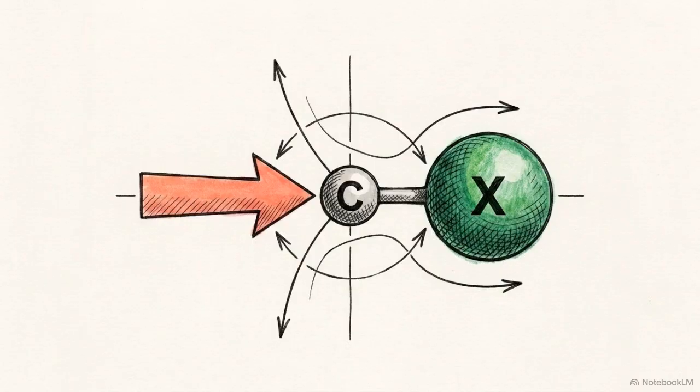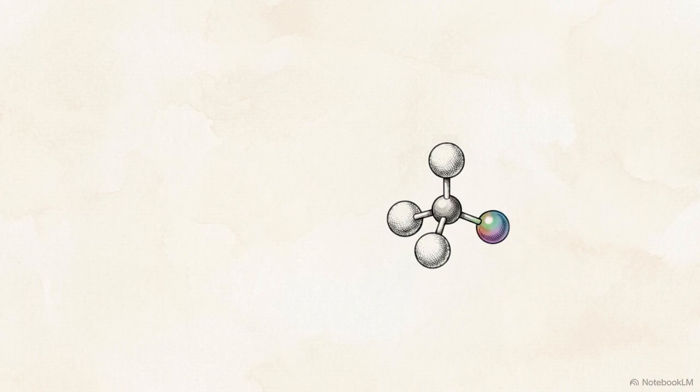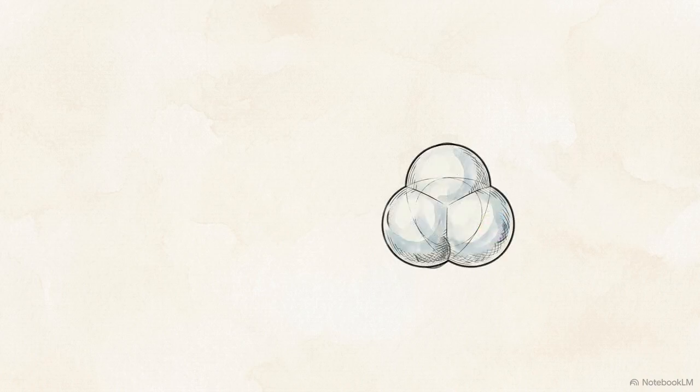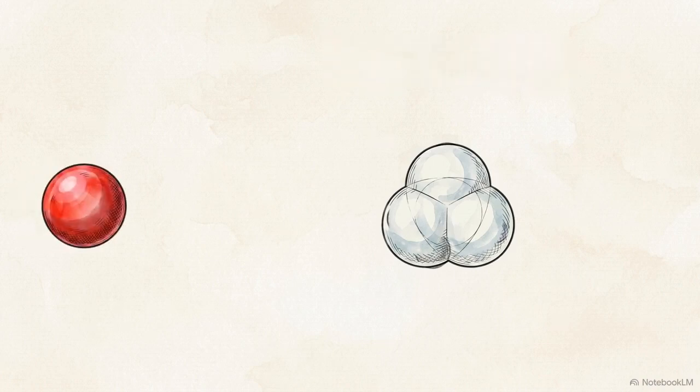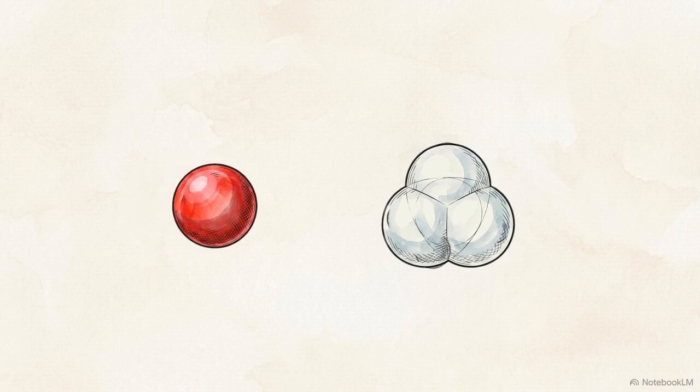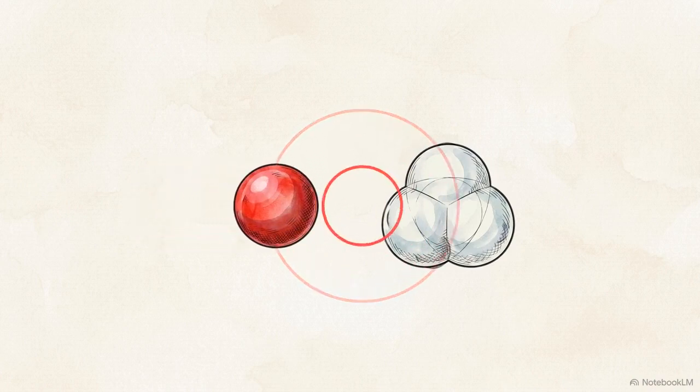To bond with the carbon, the nucleophile must perform a backside attack at exactly 180 degrees, opposite the leaving halogen. When we look at the tertiary haloalkane using van der Waals radii, we see the actual spatial footprint of the three methyl groups. The volume these groups occupy creates a physical barrier known as steric hindrance. As a nucleophile attempts the 180-degree backside attack, it enters the space occupied by these alkyl groups.